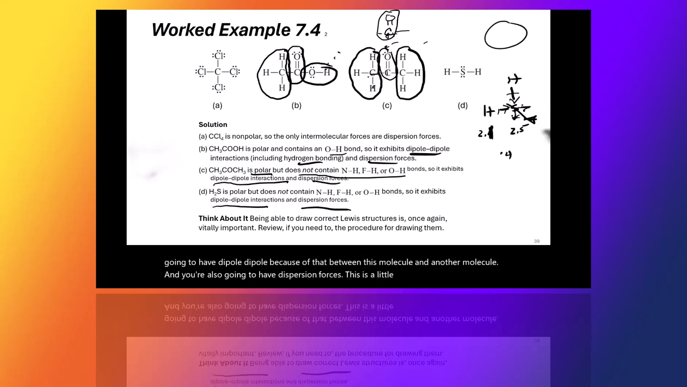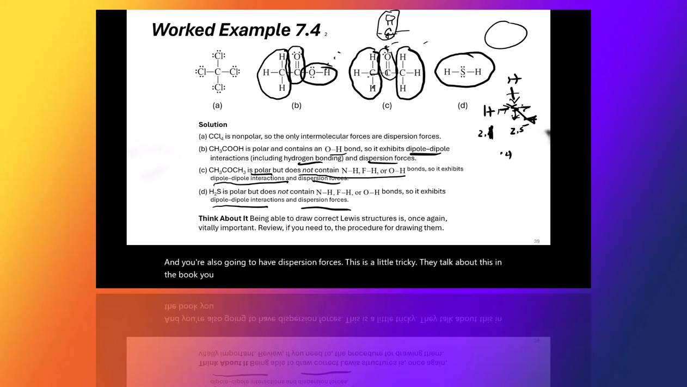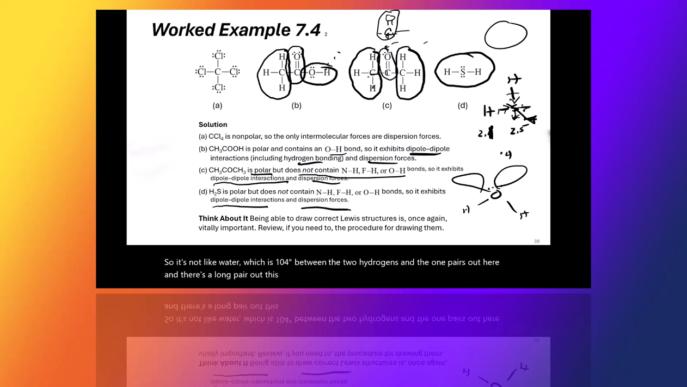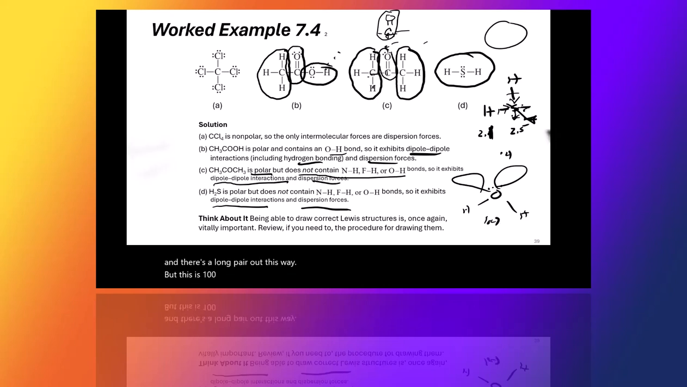They talk about this in the book. You may want to read that this one doesn't follow the hybridization model of bonding, which we haven't talked about yet. It follows more like a valence bond model. So it's not like water, which is 104 degrees between the two hydrogens, and the lone pair is out here, and there's a lone pair out this way. But this is 104.5. This is more like approximately 90.